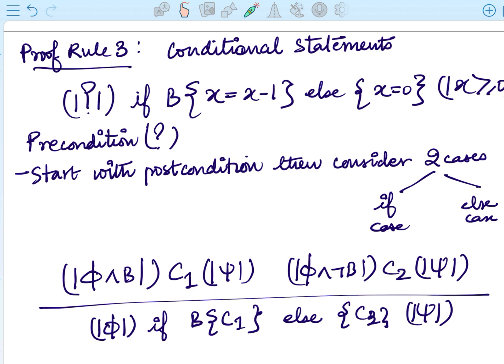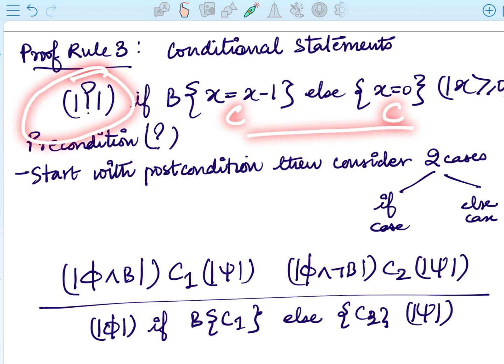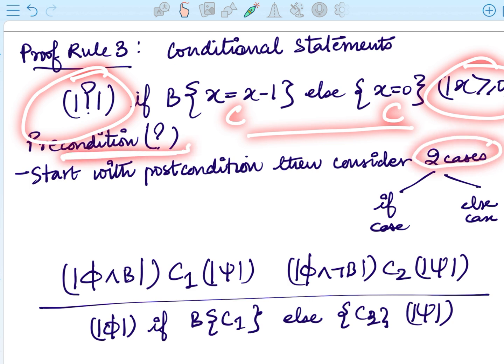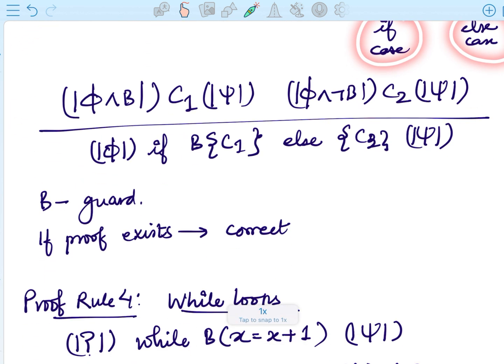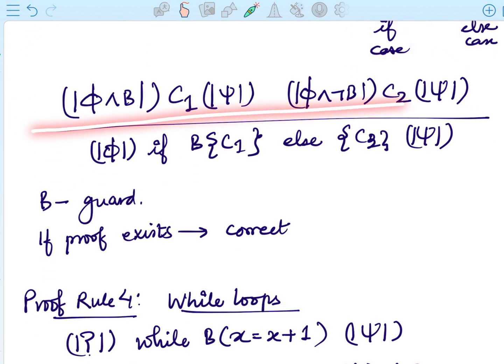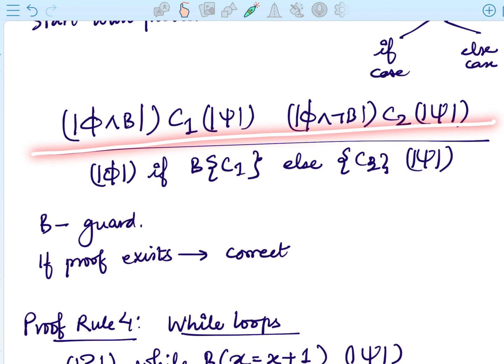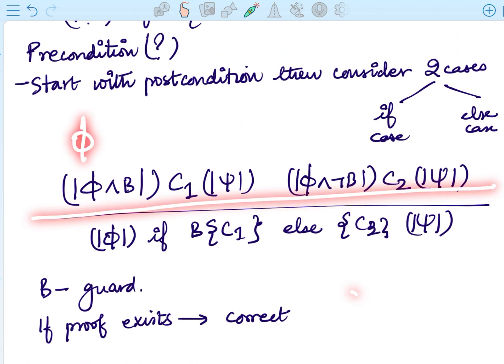That is why if will have one command and else will have another command to execute. And this is the precondition, this is the postcondition. Now how to find the precondition? To find the precondition, we need to understand this whole program will have two cases, if and else case, right? Now, if we talk about this, this is the grammar of it. So what it says, the precondition and the guard.